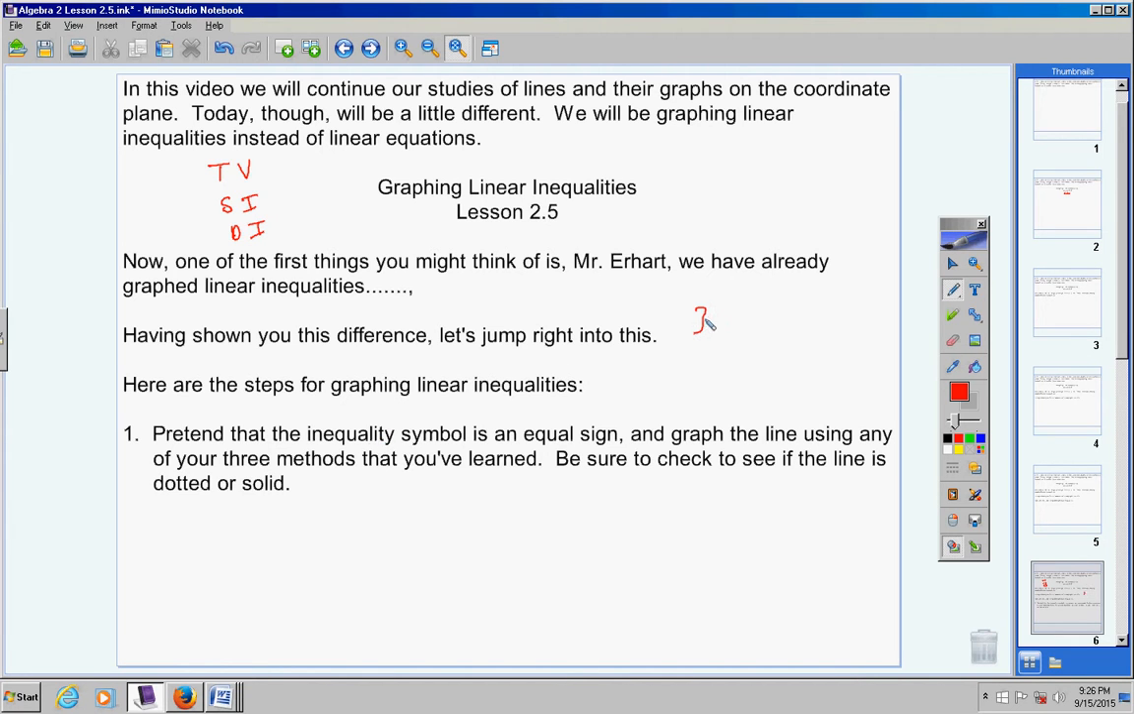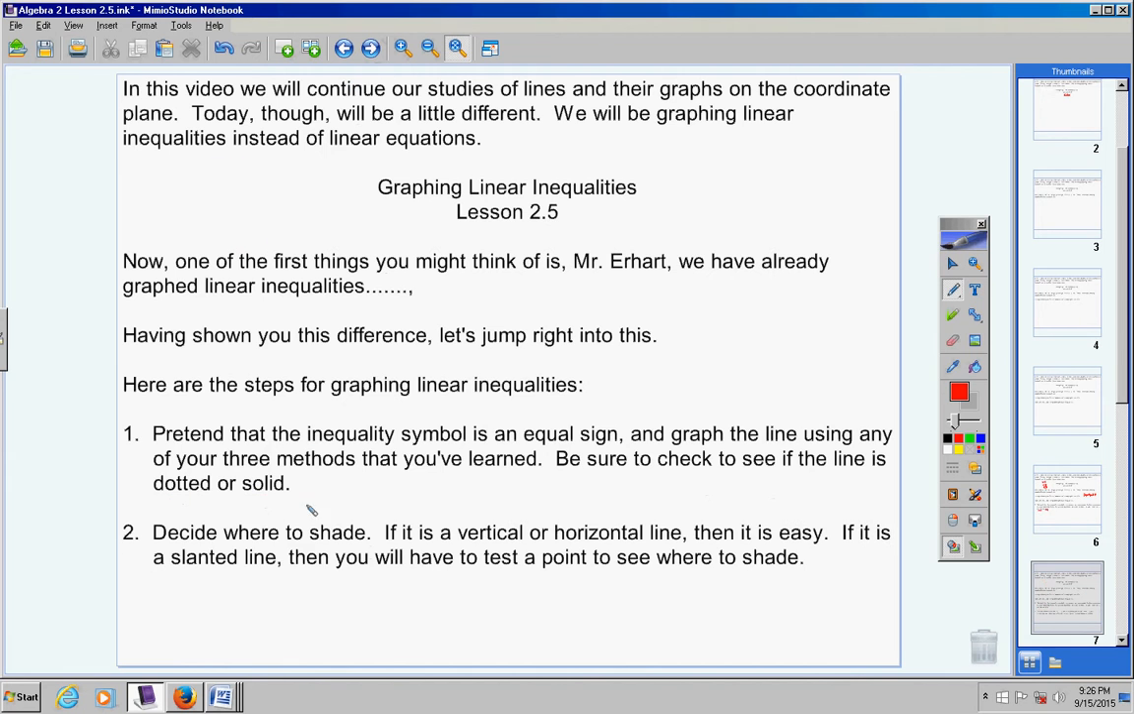So let's say you're given an equation or inequality like this. You pretend that is an equal sign, okay? Now you don't cross it off like that, but you pretend there's an equal sign there. And then you graph the line just like you've learned to do. Be sure to check to see if the line is dotted or solid. We'll talk about that later.